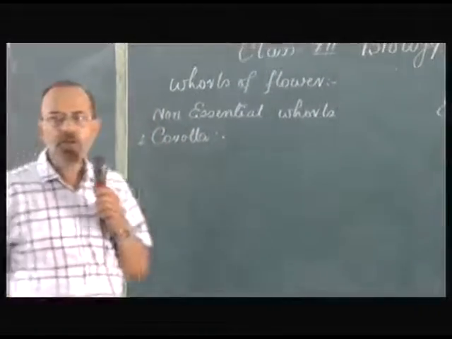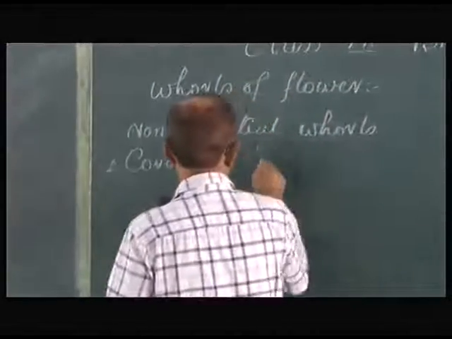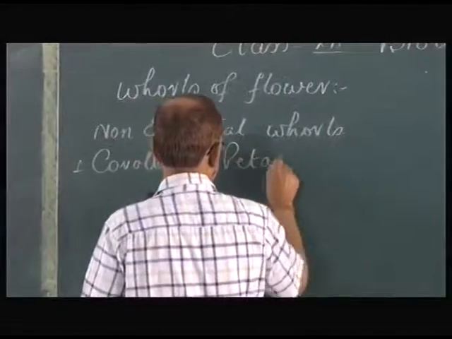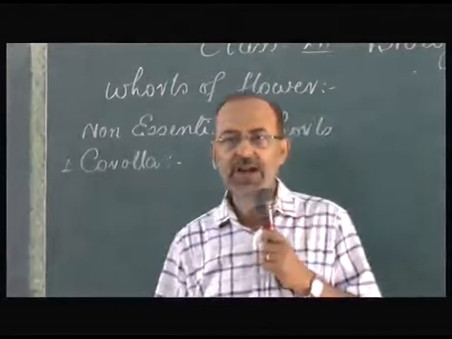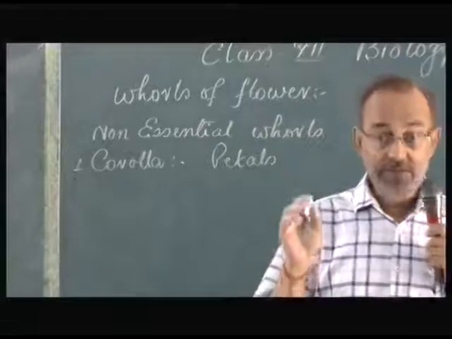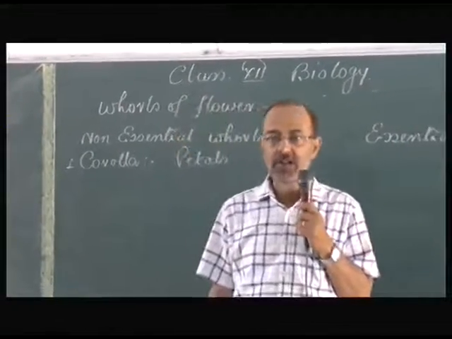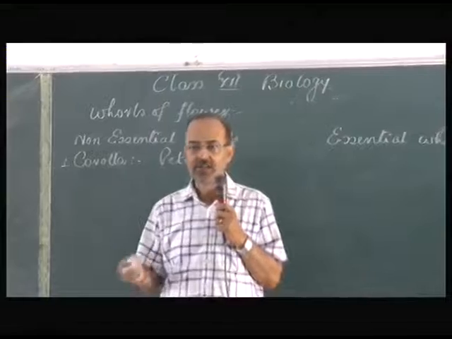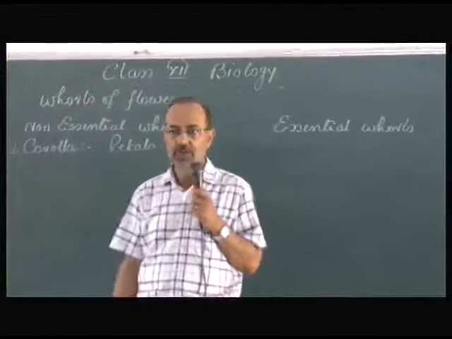So this is the second whorl of the flower, the unit structures of which are called petals. The petals are the most colorful and attractive part of the flower. They are definitely a non-essential whorl, but they carry out an essential function in carrying out the process of sexual reproduction in flowering plants.